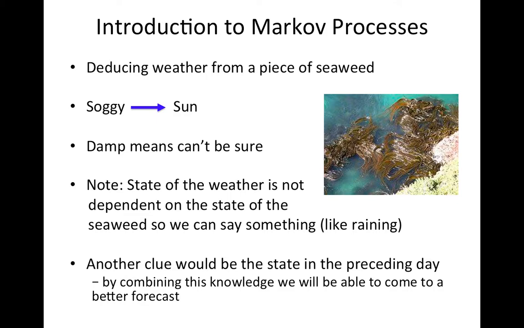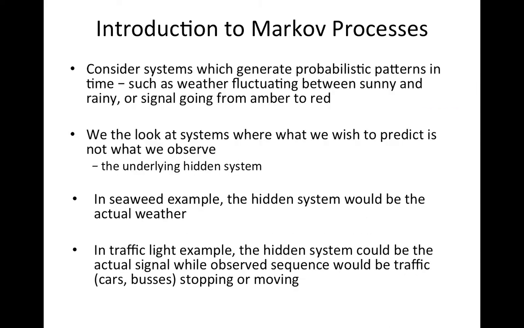Another clue could be the state in the preceding day. With a combination of this knowledge, we would be able to come to a better forecast. So these are the classic examples. Now, consider systems which generate probabilistic events, from weather fluctuating between sunny and rainy, or a signal going from amber to red.